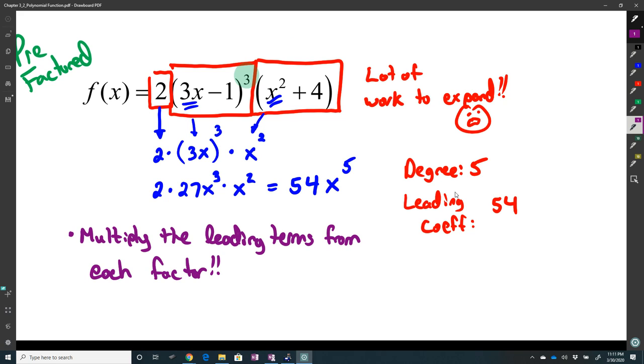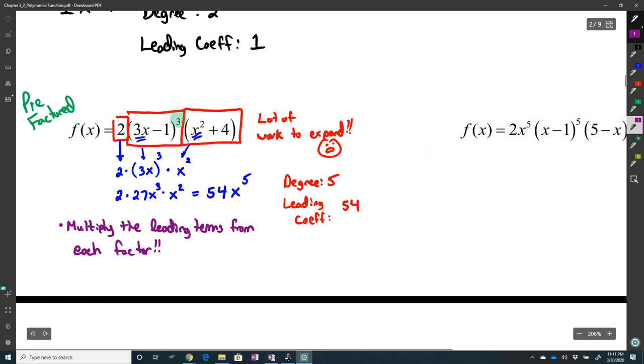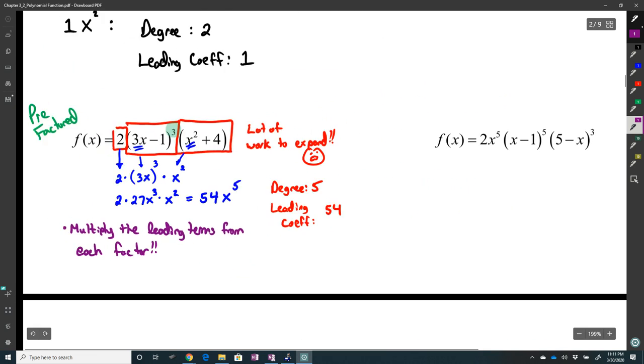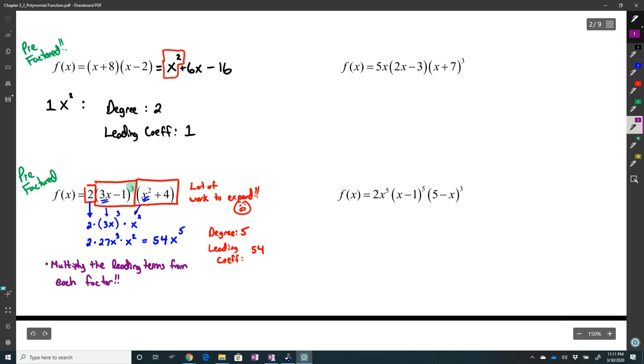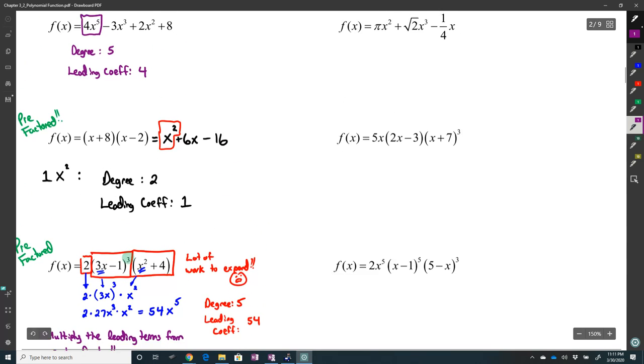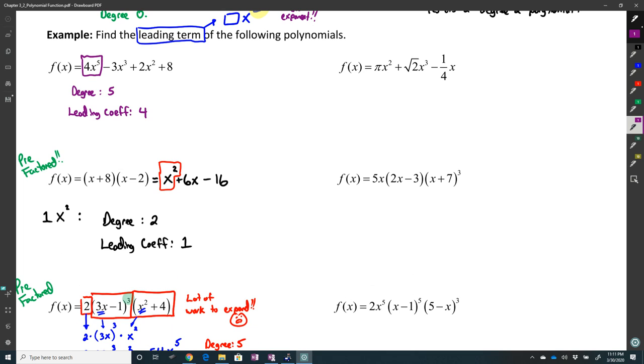But anyway, that's how you do it whenever it's pre-factored like that. So what I want you to do, and there's 2 examples on the right side, I really want you to practice that. Do the 3 on the right, and there'll be a video link on Canvas that shows you how to do that.